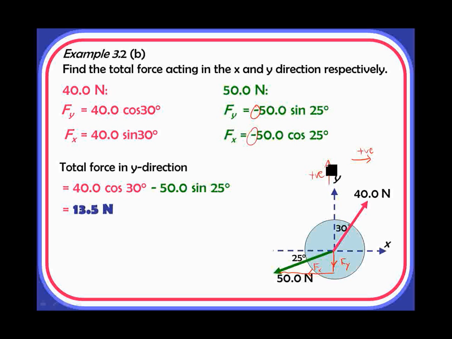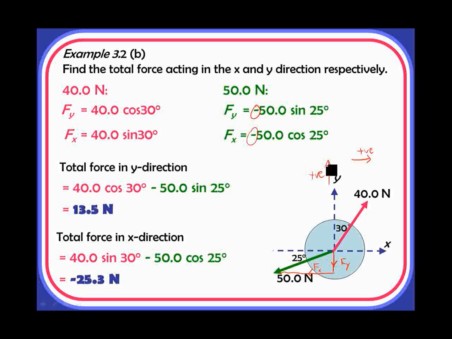Then for the x direction, the two vectors are in opposite direction, so you have to subtract, take care of the negative sign, and you end up with minus 25.3 Newton. That is to say, the total force in the x direction is actually acting to the left, with a magnitude of 25.3 Newton.